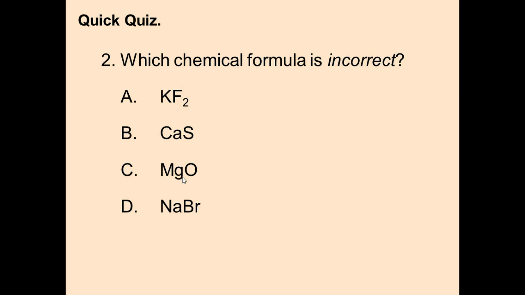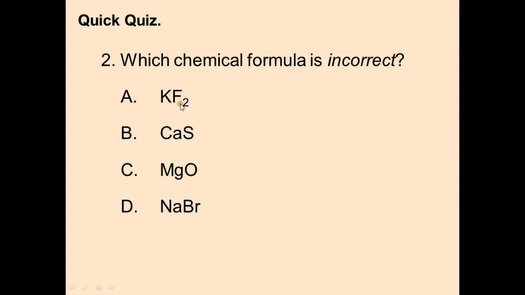And so which chemical formula is incorrect? K and F, CaS, MgO, or NaBr. So let's go through the first one, K and F. Potassium has a charge of 1 plus, fluorine has a charge of 1 minus. So normally the correct form would be KF, because just K and F by themselves equal each other out, because 1 minus and 1 plus just equals 0. So if we have two negatives and one positive, that is just a negative 1 charge. So A is incorrect. So the correct answer is A.